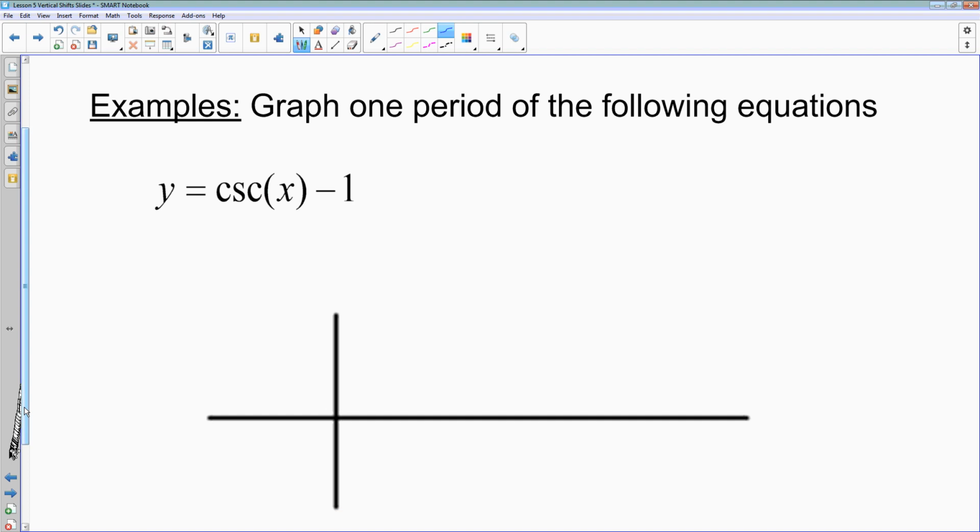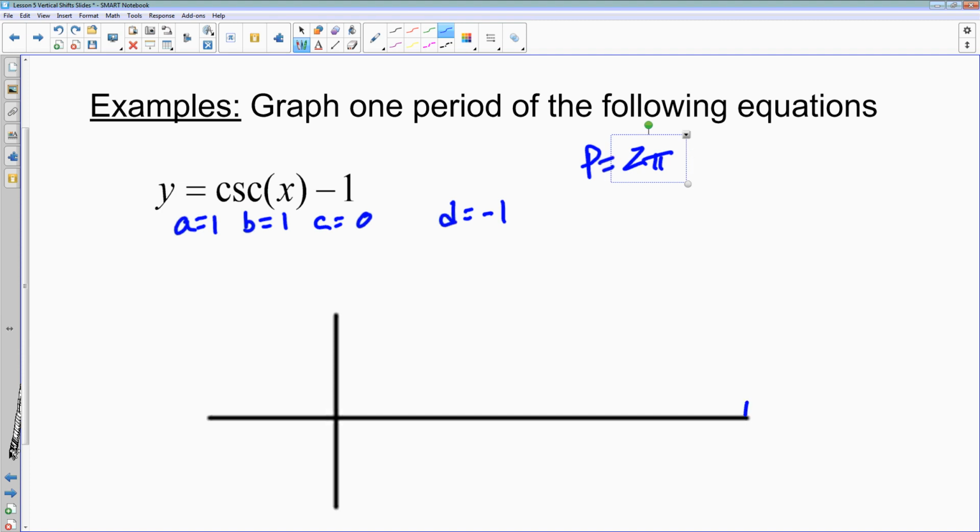We're going to graph one period of each of the following functions. Here's our first one. Y equals cosecant of x minus 1. Okay, so first things first, let's just remind ourselves about cosecant. And all these values. So my a value here is 1, my b value is 1, my c value is 0, and my d value, my vertical shift, is negative 1. Okay, so then 1 period of cosecant is normally 2 pi. Divided by 1, it's still going to be 2 pi.